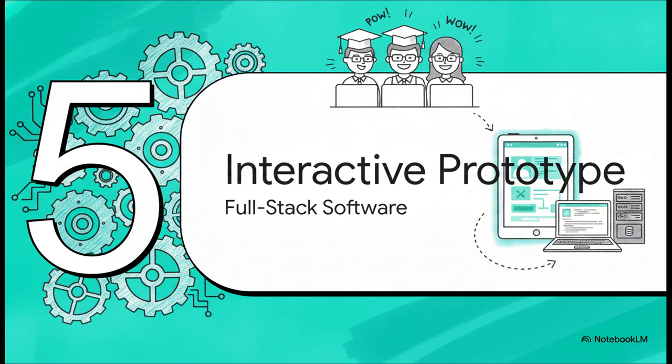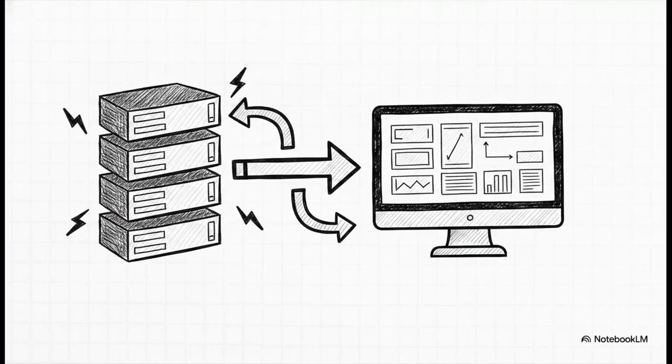Next up, Section 5, the interactive prototype. Academic panels love theory, but they absolutely lose their minds over functioning full-stack software. You really want to highlight your modern tech stack here to prove full-stack engineering feasibility. You didn't just write a basic Python script, you built a real, tangible system.